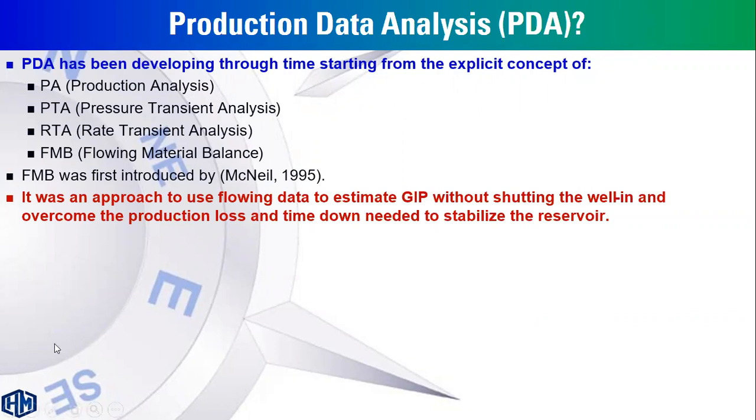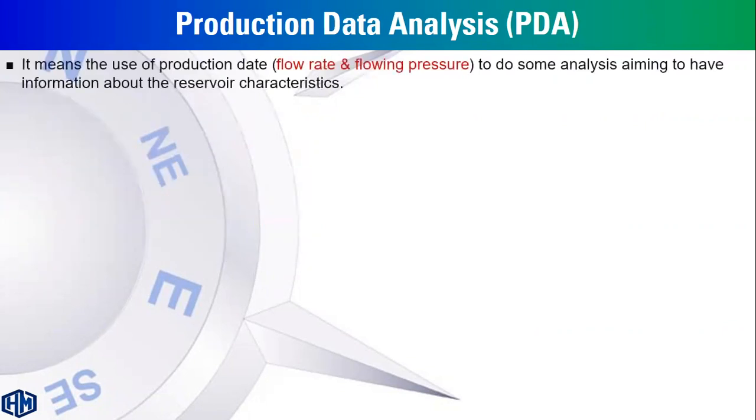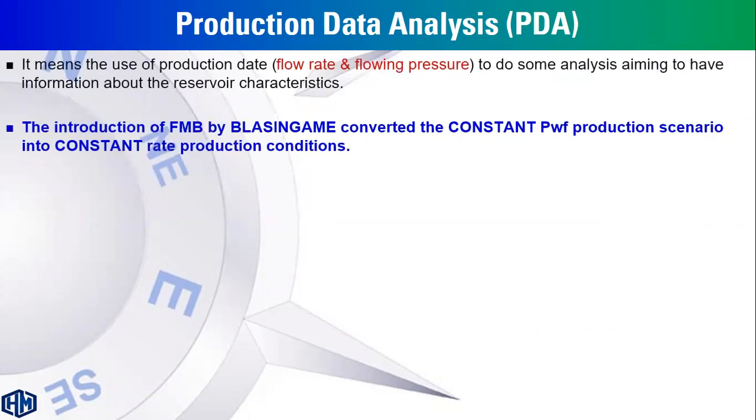But for flowing material balance, as the name implies, we can predict the hydrocarbon initially in place without shutting in the well, and without the need to lose production during the shut-in. So the flowing material balance is introduced, as mentioned, to use the flowing data, flowing pressure and flow rate, instead of the conventional or static material balance.